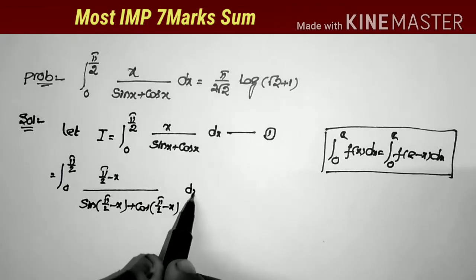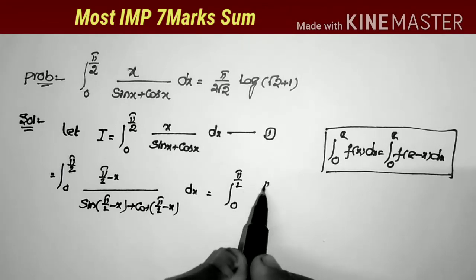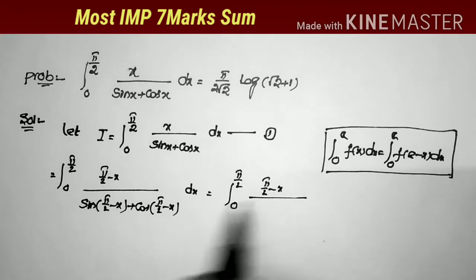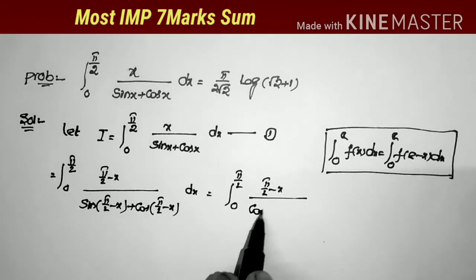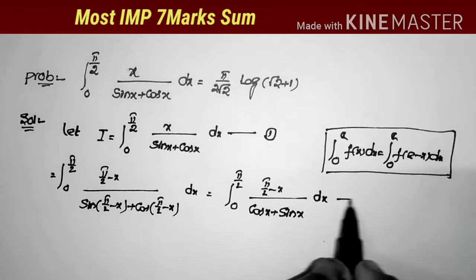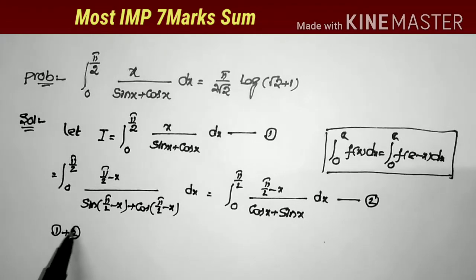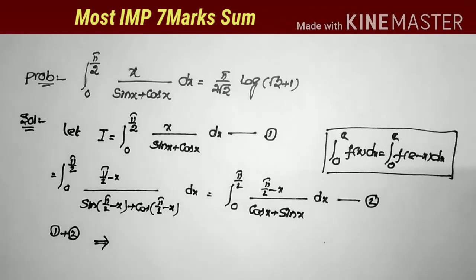And this is equal to integral 0 to pi by 2 of (pi by 2 minus x) by (sin (pi by 2 minus x)), where sin (pi by 2 minus x) is equal to cos x, and cos (pi by 2 minus x) is equal to sin x, into dx. So this is equation 2. Now adding equations 1 and 2, the same procedure as the last videos. Almost all the problems of the essay questions are solved in this manner.